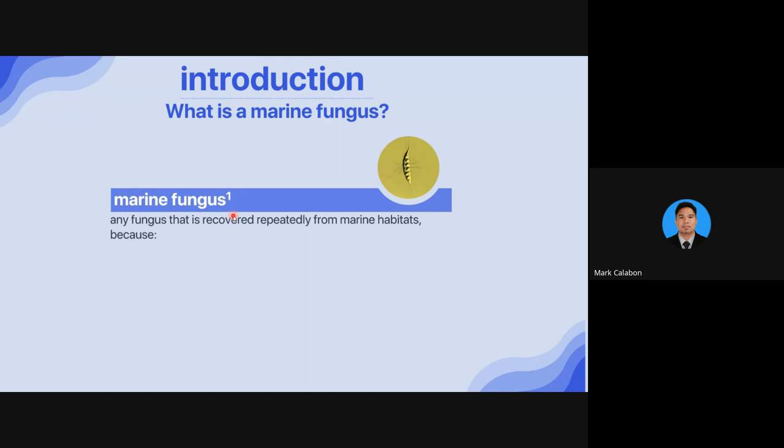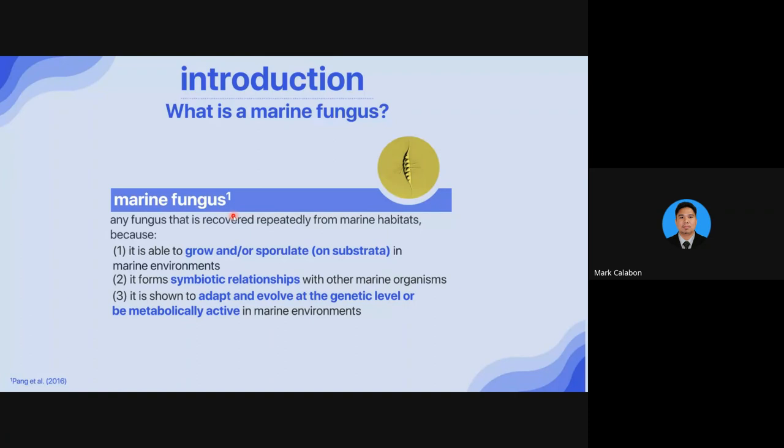So a marine fungus is any fungus that is recovered repeatedly from marine habitats. It means repeatedly, it includes terrestrial genera or species that were isolated on different substrates from marine environments. It is able to grow or sporulate in marine environments. So basically, if you have sediments, substrates like wood, and you find genera like Aspergillus or Trichoderma or Cladosporium, as long as they grow well and sporulate on that particular substrate, you can consider that one as a marine fungus.